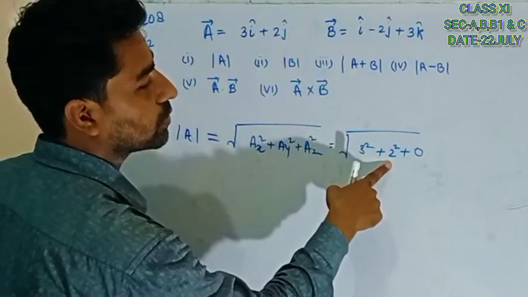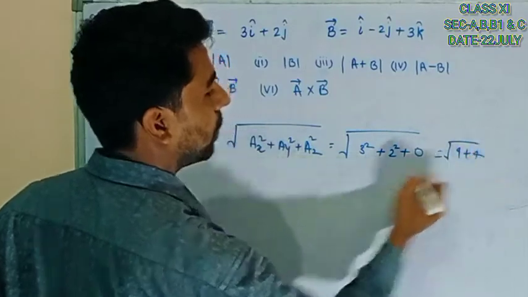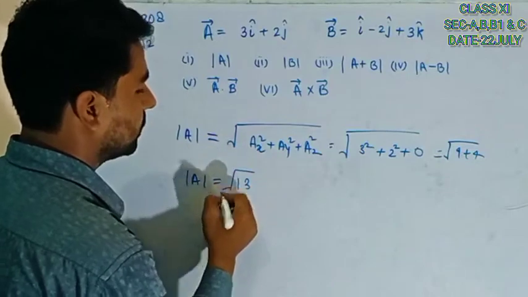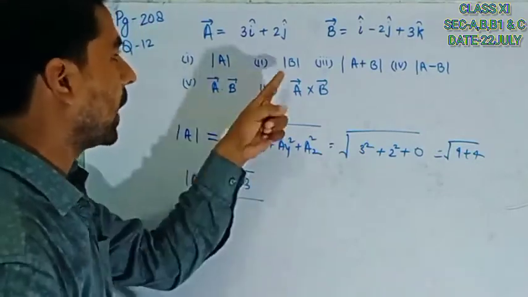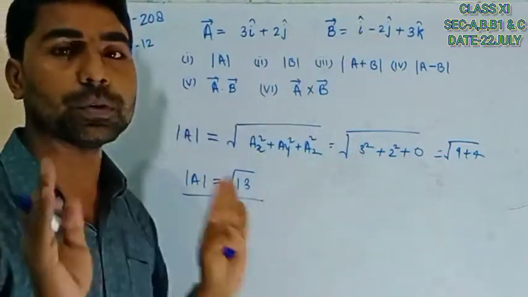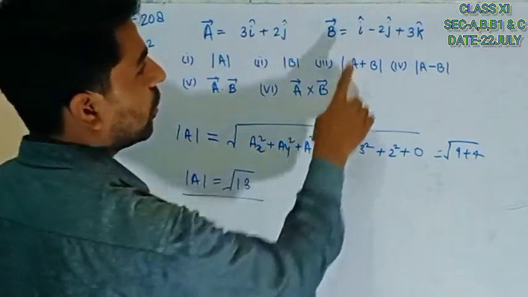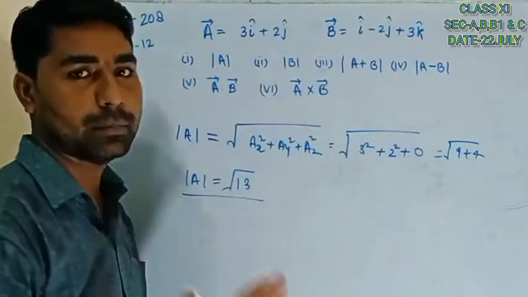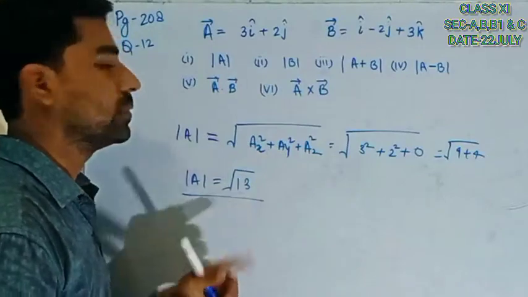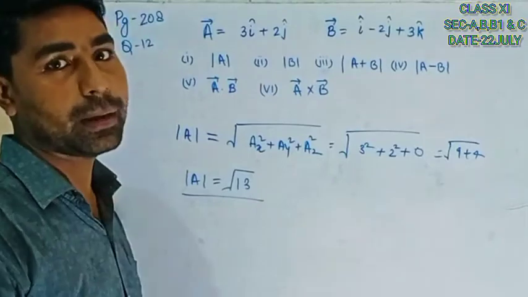So 3 square is 9, 2 square is 4. 9 and 4 how much? 13. So again 9 plus 4. So the magnitude of A becomes root 13. That's it. Part B, same way. This is for you: 1 square plus, not to put minus, we always put plus because this is the mod. So 1 square plus 2 square plus 3 square. I am just saying 9 plus 4 plus 1. This is 9 plus 4, 13, plus one more, 14. Then next step is to find the magnitude of A plus B.